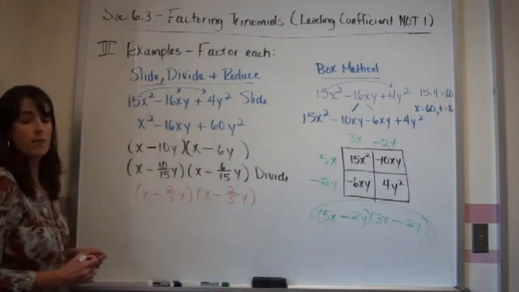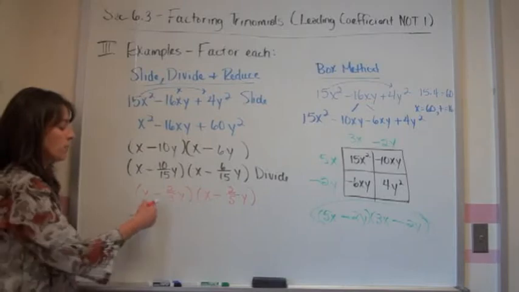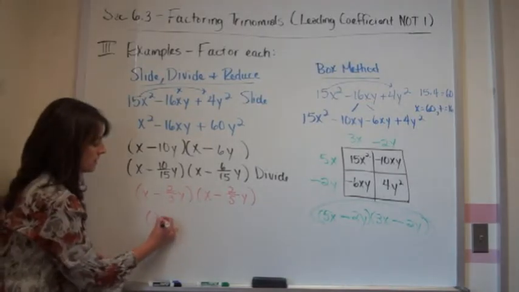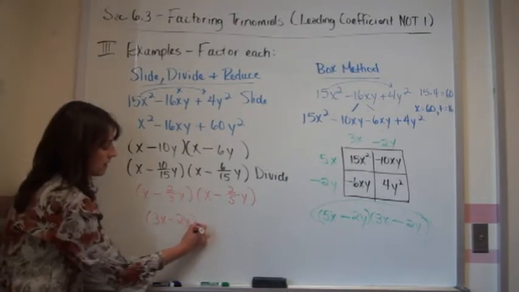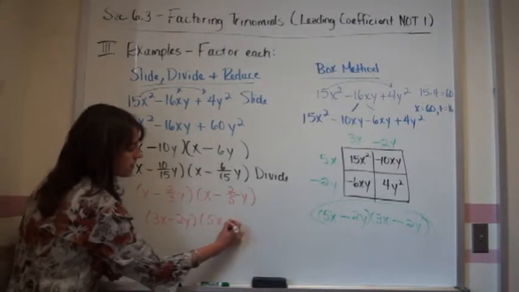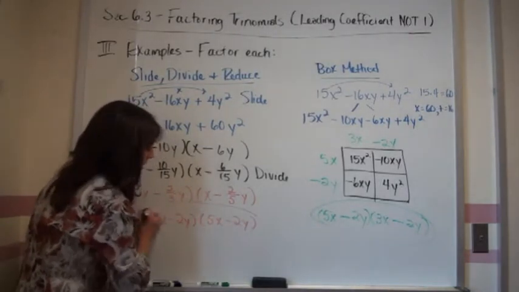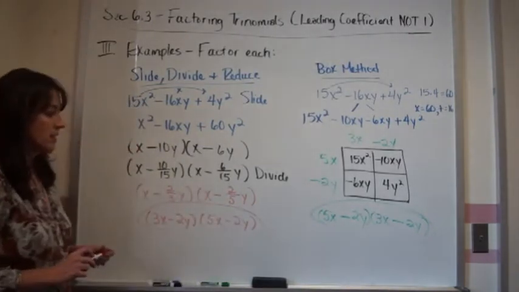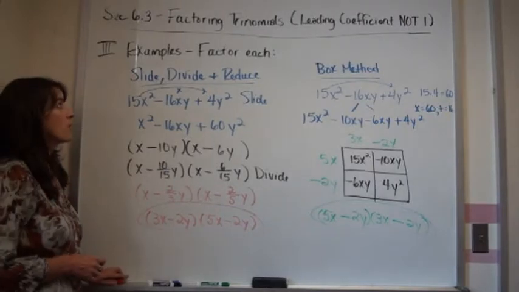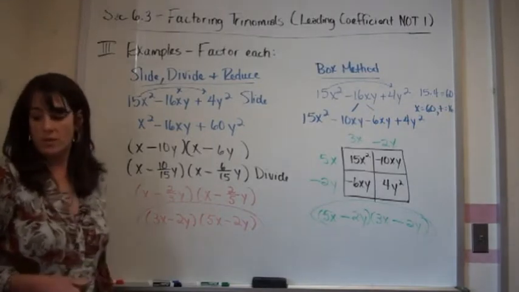And I look at this and I say, I never have fractions in there. How do I clear them out? Multiply everything in here by 3. And multiply everything in here by 5. And you can see I got the very same thing as I did in the other two. So there is your slide, divide, and reduce.